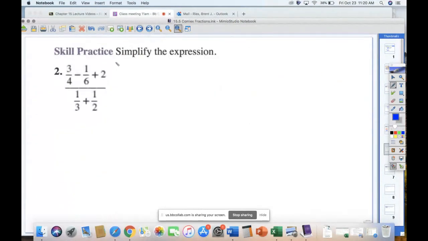Let's try another one. 3/4 minus 1/6 plus 2, divided by 1/3 plus 1/2. Go ahead and write this one down. Let's try this one.